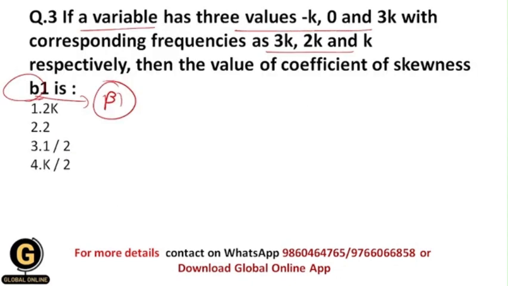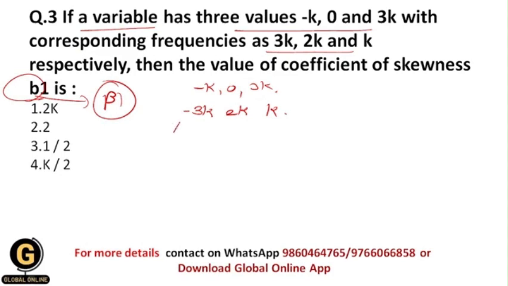denoted by beta 1, and they have given you certain data. There are 3 variables, and the values of those variables are minus k, 0 and 3k, and their corresponding frequencies are given. So for minus k value, the frequency is 3k, for 0 the frequency is 2k, and for 3k the frequency is k. So now students, let us first of all make a proper table of this.